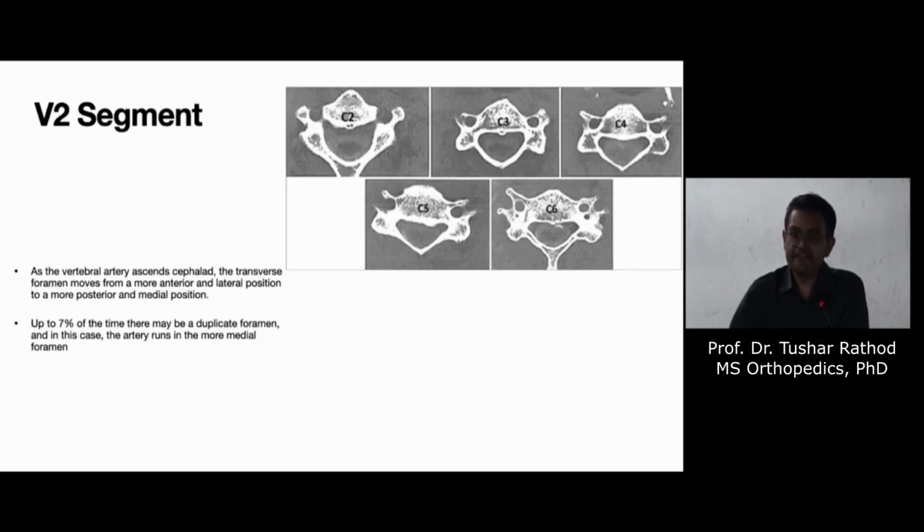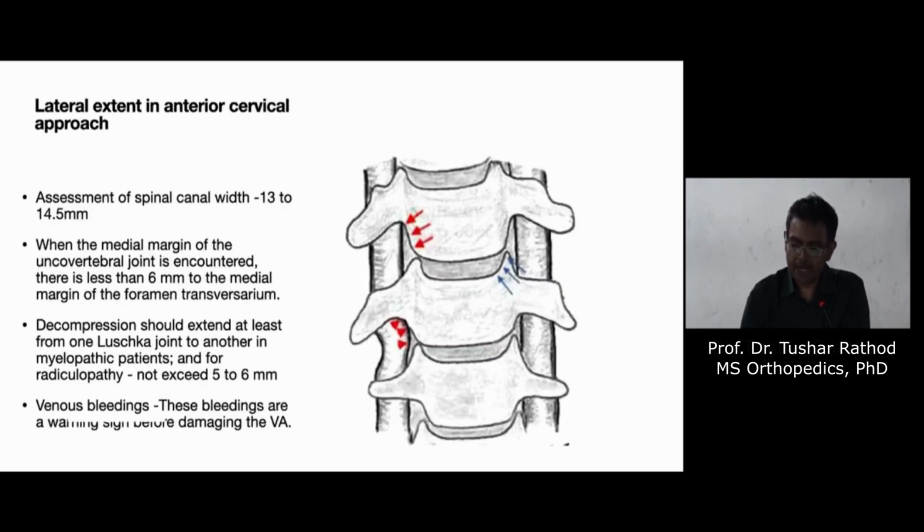The second is the V2 segment, where the vertebral artery traverses through the C6 to C3 foramen transversarium. We all know that the vertebral artery is more anterior and lateral in the lower subaxial spine, and as it goes upward, it goes more medial and posterior. That is how it has an impact on a corpectomy.